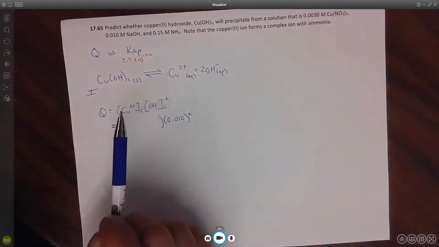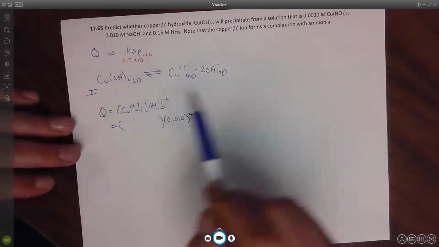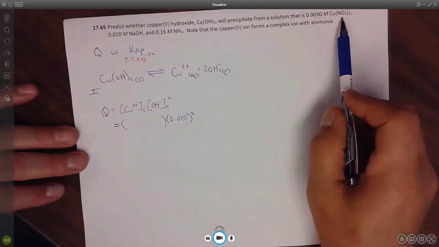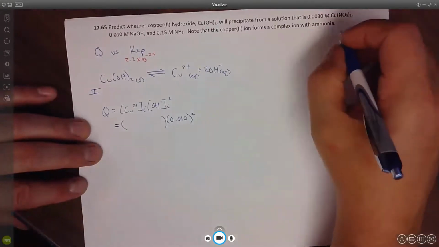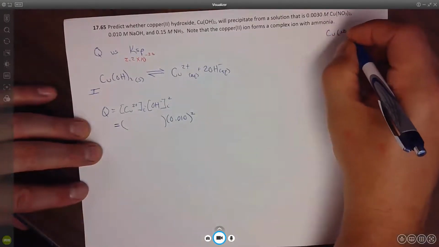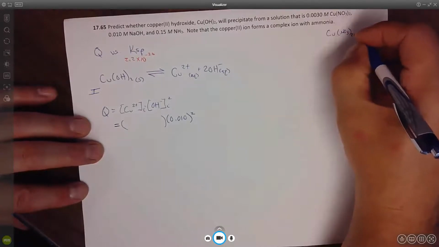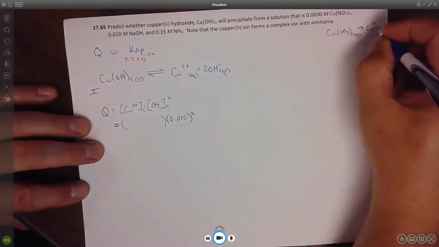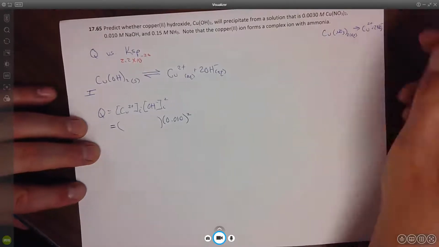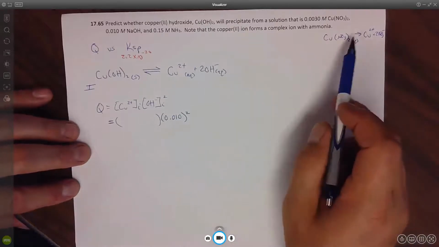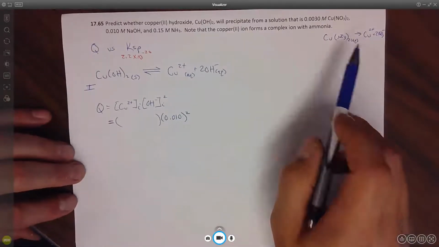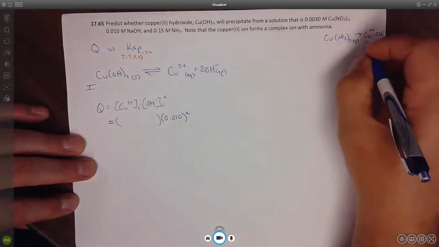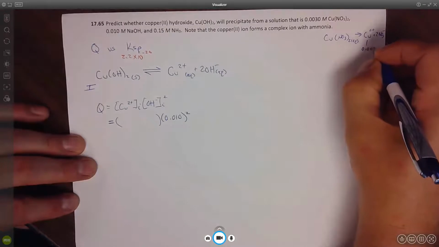Why? You have to dissociate. Well, it will completely dissociate. Copper 2 nitrate, nitrates are strong electrolytes, soluble salts. So this will completely dissociate since it is a soluble salt. And I didn't leave myself enough room here, but copper 2 plus the 2 nitrates, okay? Single arrow, strong electrolyte, soluble salt. So, I mean, at this point, this is going to be 0.003 molar.